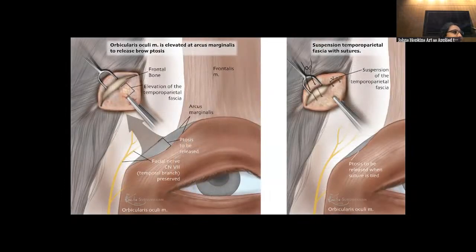These are my final rendered illustrations for the elevation of temporoparietal fascia and suspension of fascia with sutures for the release of brow ptosis. I can now take any questions about the procedure.